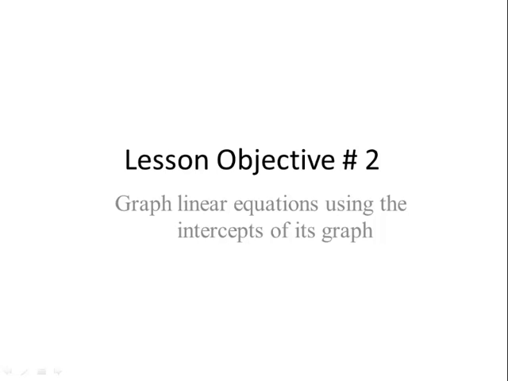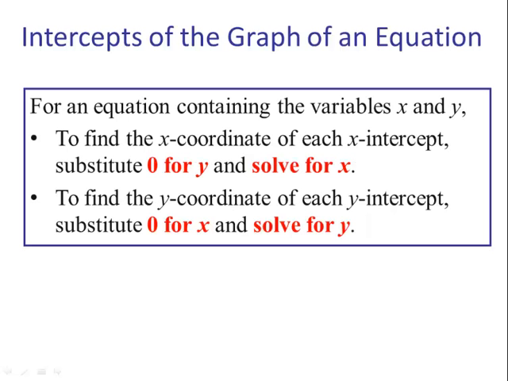Lesson objective: intercepts of the graph of an equation. For an equation containing the variables x and y, to find the x-coordinate of the x-intercept, we substitute 0 in for y and we solve for x. To find the y-coordinate of the y-intercept, we substitute 0 in for x and solve for y.